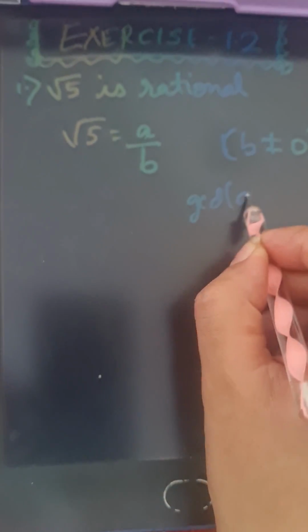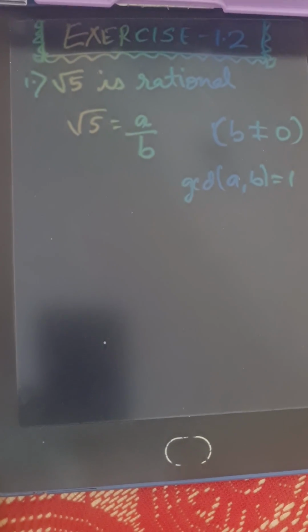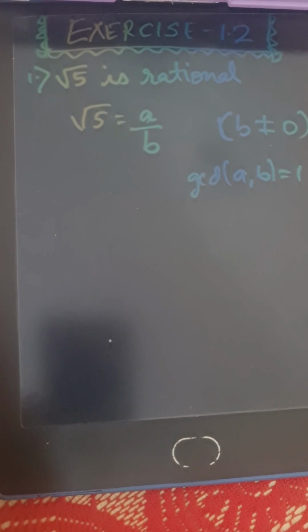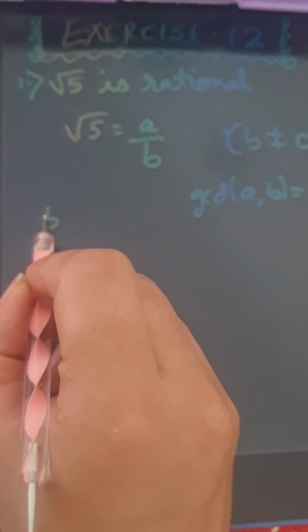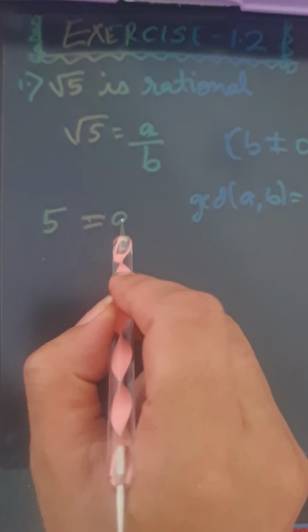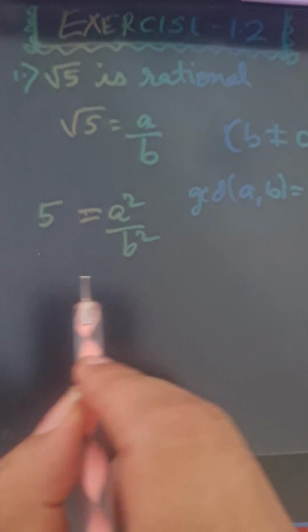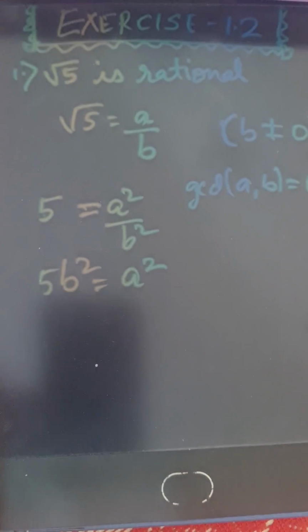GCD of a, b is 1. It cannot be divided further. a upon b is in its lowest form. Now we square both sides. So root 5 squared, which is 5, is equal to a square upon b square. So 5b square is equal to a square.